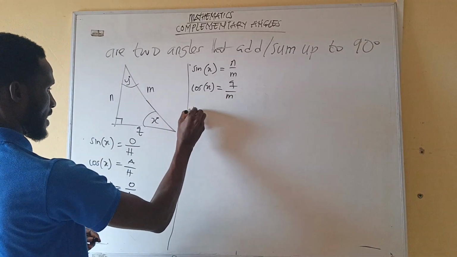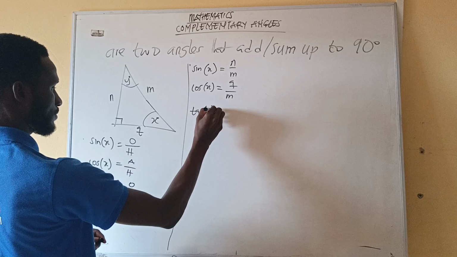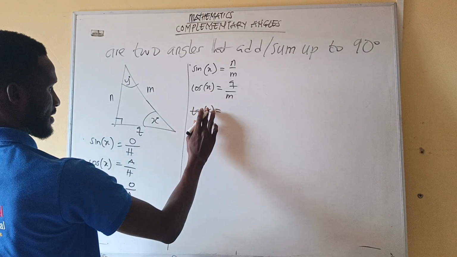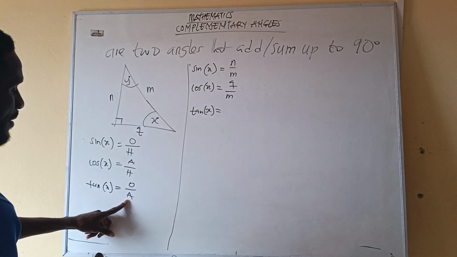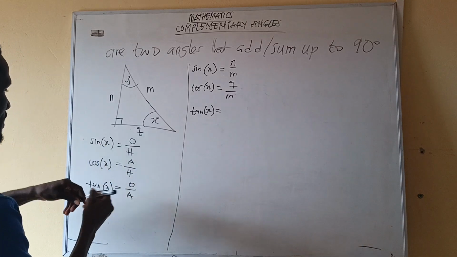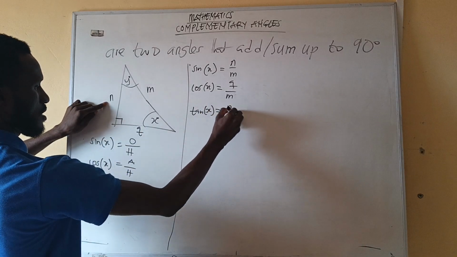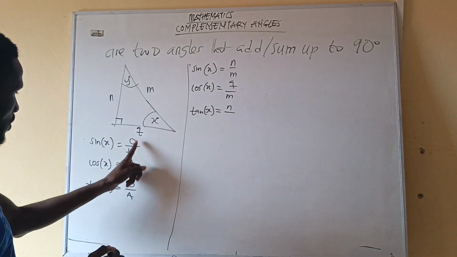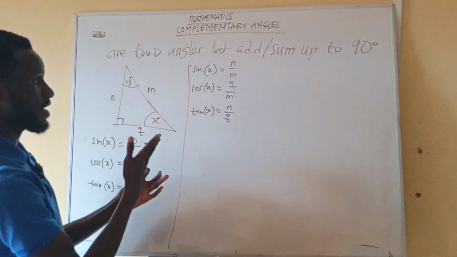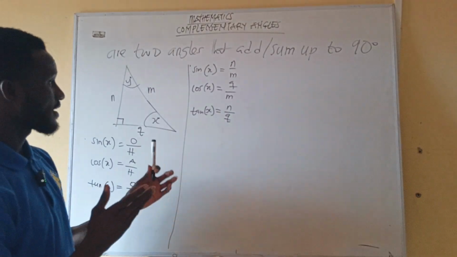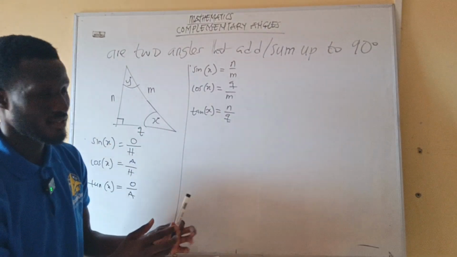Now, let's solve for tan x. What is tan x? Tan is opposite over adjacent. The opposite here is N. The adjacent here is what? Q. Now, this one is in terms of the angle x.